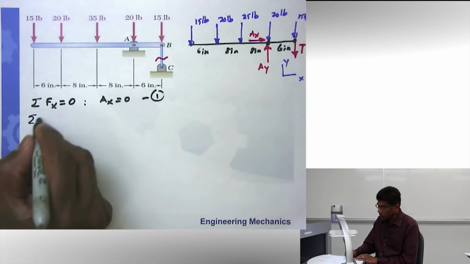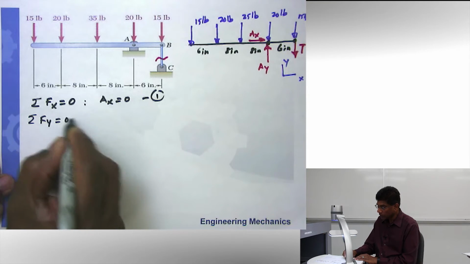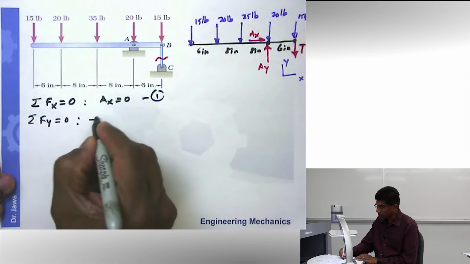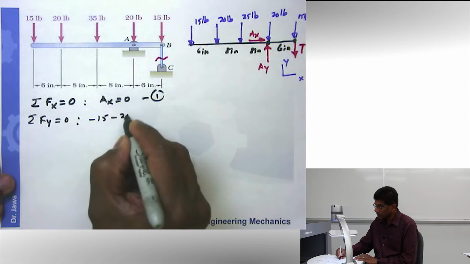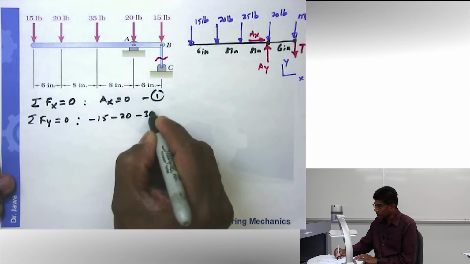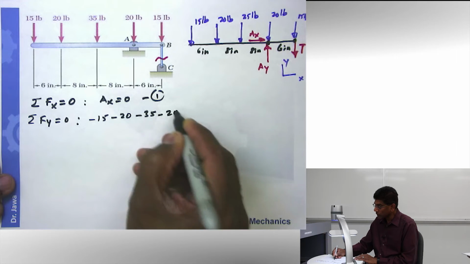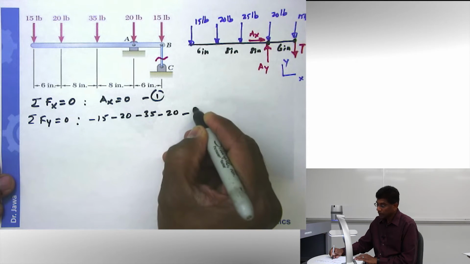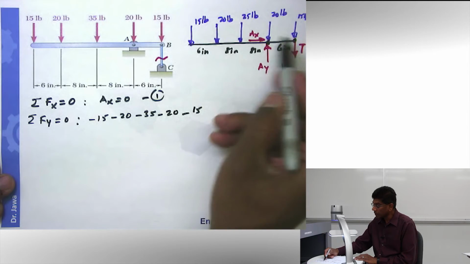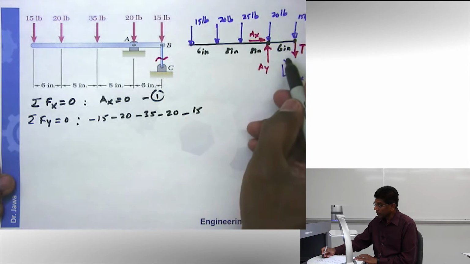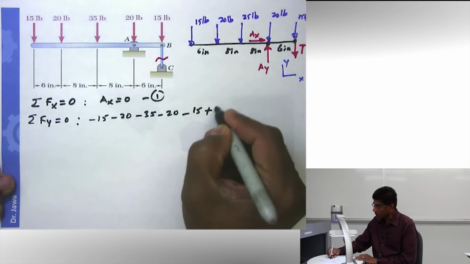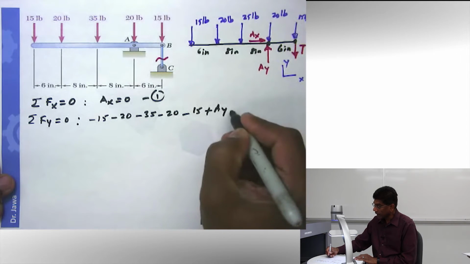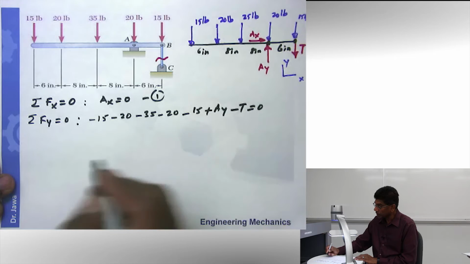Now I'm going to sum up the forces along the y direction equal to 0. So I start with this negative 15. Realize these are all negative direction: negative 15, negative 20, negative 35, negative 20, negative 15, all these applied loads. Then I am also going to have support reaction positive A sub y and a negative T equal to 0.